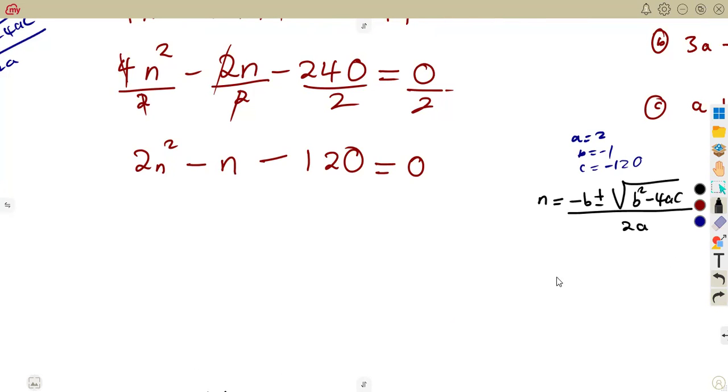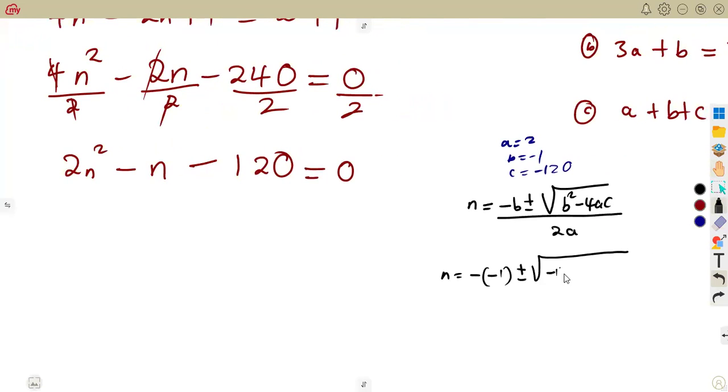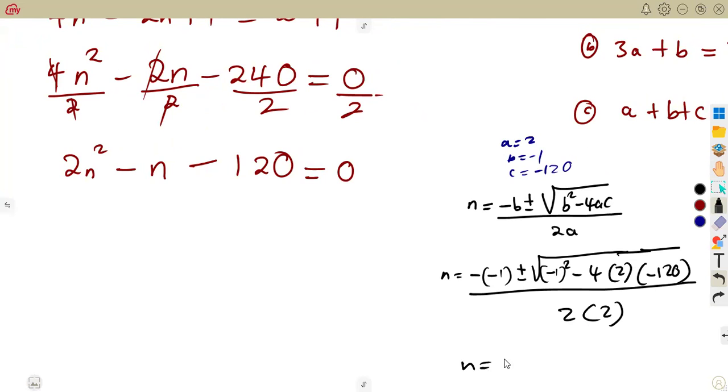You are going to obtain, all right, so let's just substitute. That's minus b, which is minus minus 1. So that's going to be 1 plus or minus the square root of, you're going to have it like this, minus 1 squared minus 4 times a, which is 2, times c, which is minus 120, everything over 2 times a, which is 2 times 2. So you're going to obtain n equal to 8 or n equal to negative 15 over 2. But as you can see, n cannot be a fraction. So our n was going to be 8.